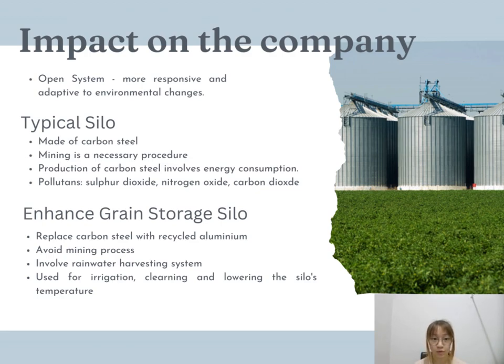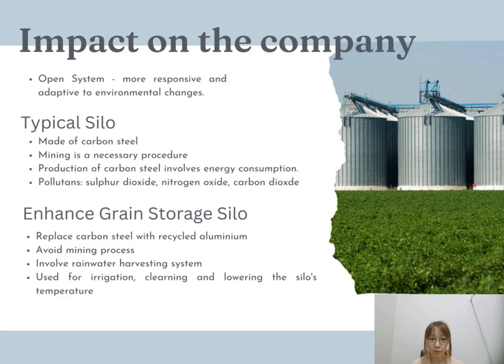We found out that most silos are made of carbon steel. To get this raw material, a mining process is necessary. Besides, production of carbon steel also involves energy consumption. Through this process, pollutants such as sulfur dioxide, nitrogen oxide, and carbon dioxide are released to the surroundings.